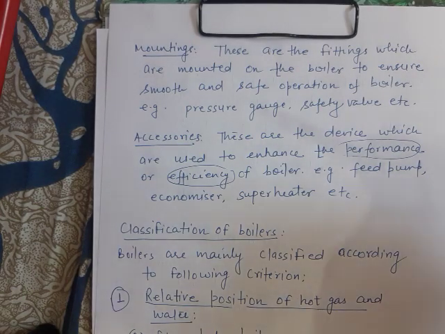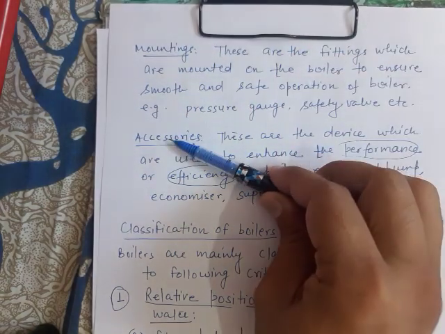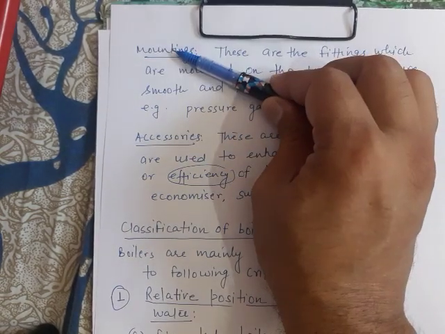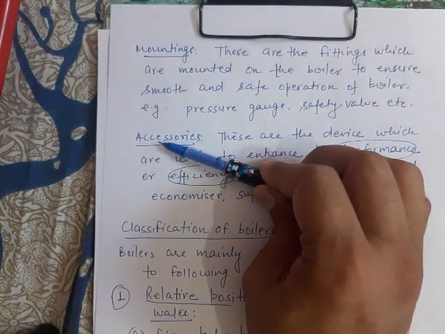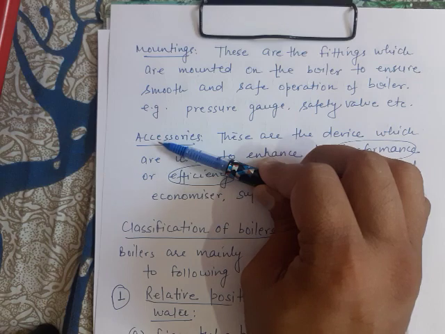Please note this difference. Mountings are the essential parts of the boiler. Accessories are non-essential parts of the boiler. Mountings ensure safety during the operation. Accessories ensure higher efficiency during the boiler operations.